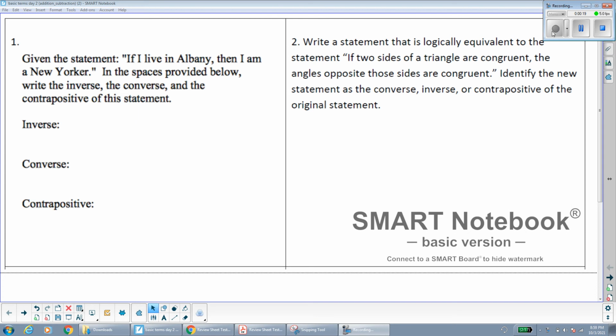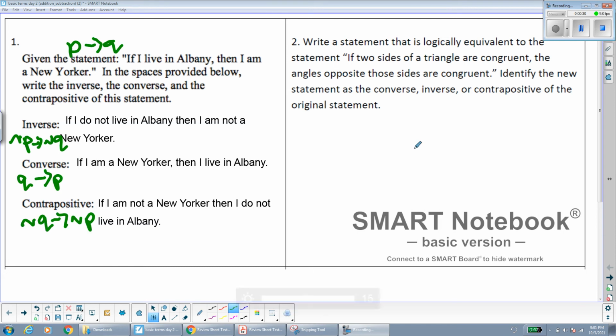For number one, we're given the statement, if I live in Albany, then I am a New Yorker. What we have to do is write the inverse, the converse, and the contrapositive of this statement. So here I have the inverse of the original statement, which would be if I do not live in Albany, then I am not a New Yorker. Remember, to get the inverse of the original conditional statement, all that you need to do is negate both the hypothesis and the conclusion. The converse would be if I am a New Yorker, then I live in Albany.